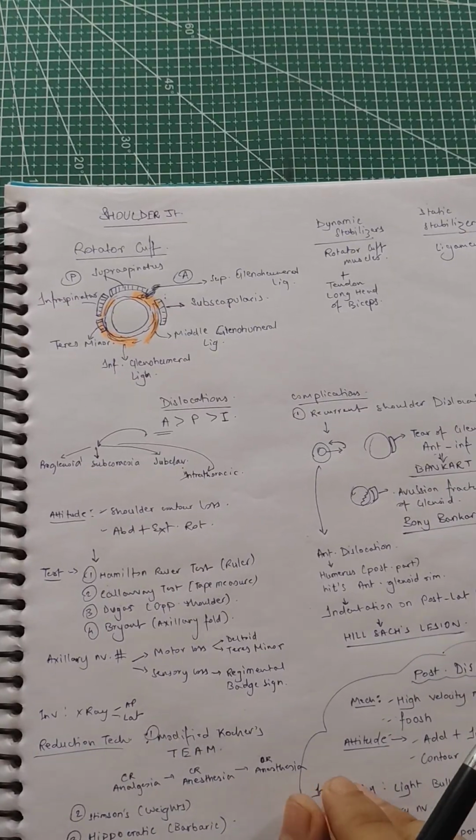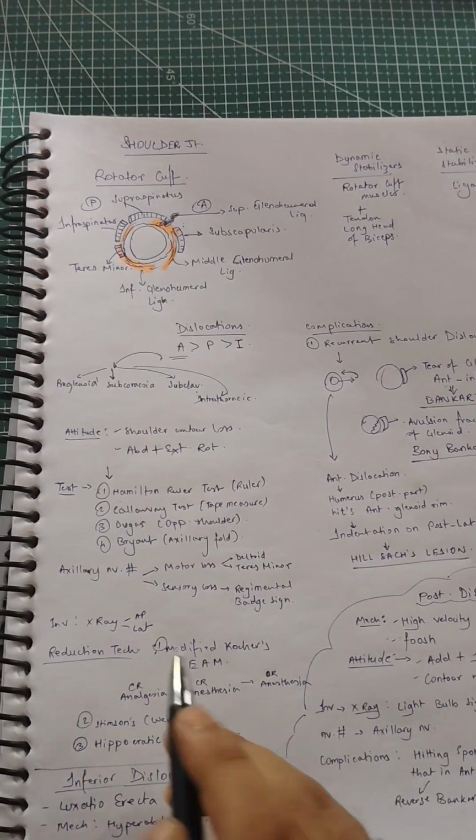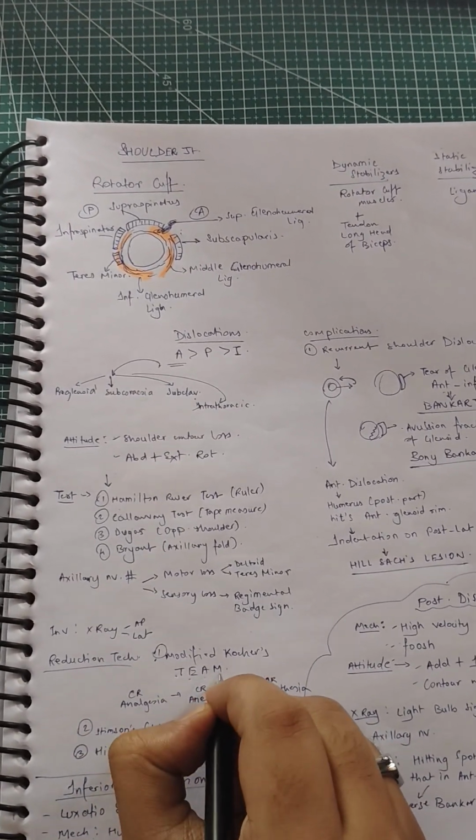Now talking about reduction techniques, first we'll have the modified Kocher's technique, doing the TEAM procedure, if I have to say it. So in TEAM, the T means traction, the E means external rotation, the A means adduction, and the M means medial rotation, right.